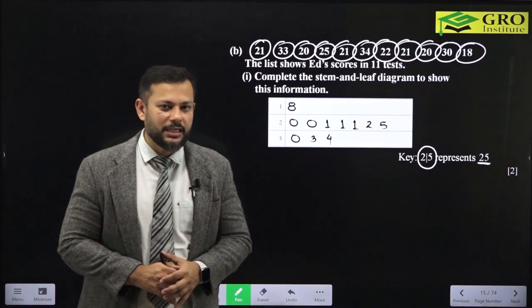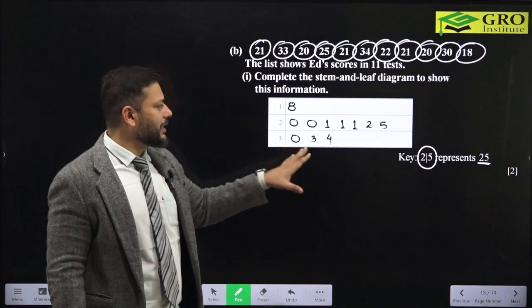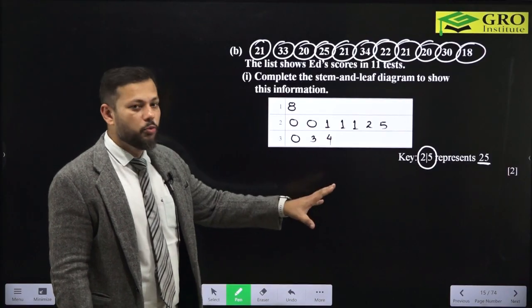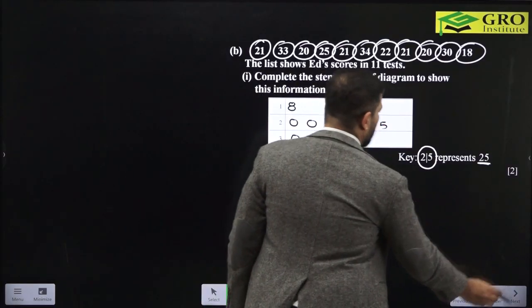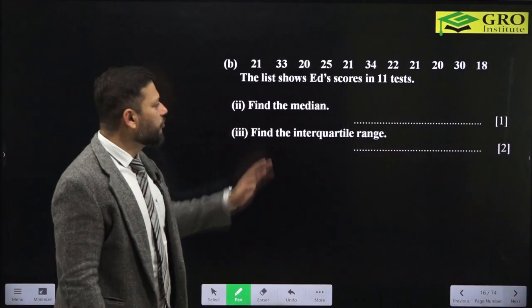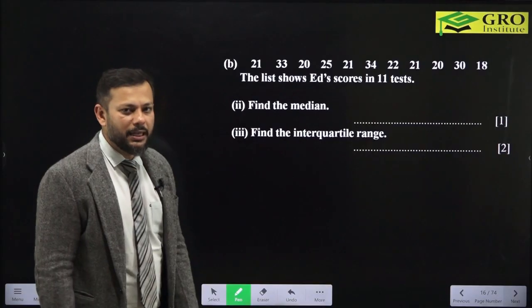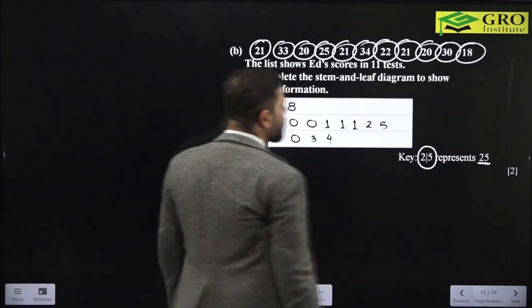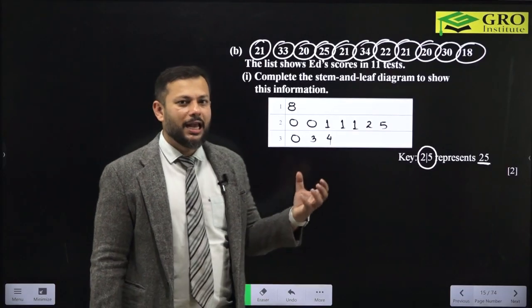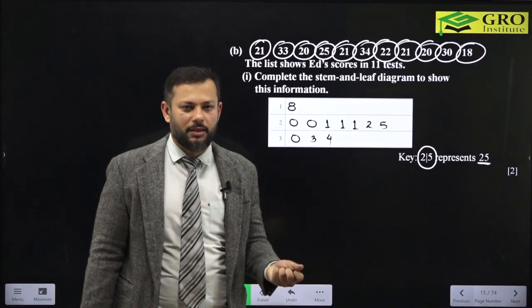Are we clear with this, guys? This is what the representation looks like. This is of 2 marks. So you need to be very clear and you need to do it properly. Moving ahead, guys. We need to find the median. How to get the median? Median is the middlemost value, isn't it? And middlemost value over here would be what? 11 plus 1 by 2th, isn't it?